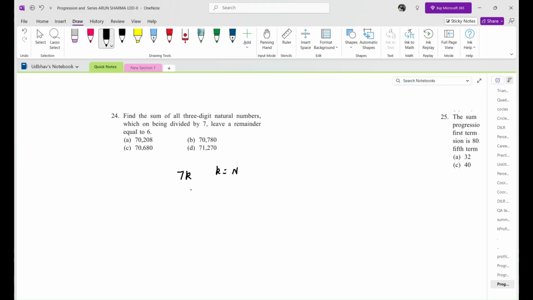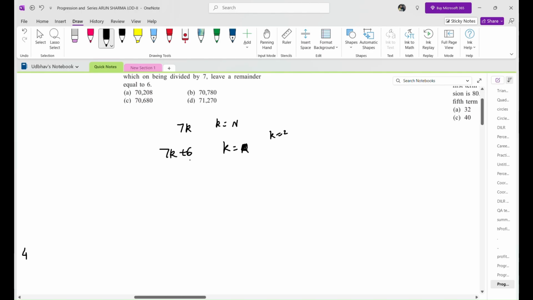So to have a number which on being divided by 7 leaves a remainder equal to 6, we can write that number as 7k plus 6, and k can have any value. So let's say we put k equals 2. If we put k equals 2, what number will we get?